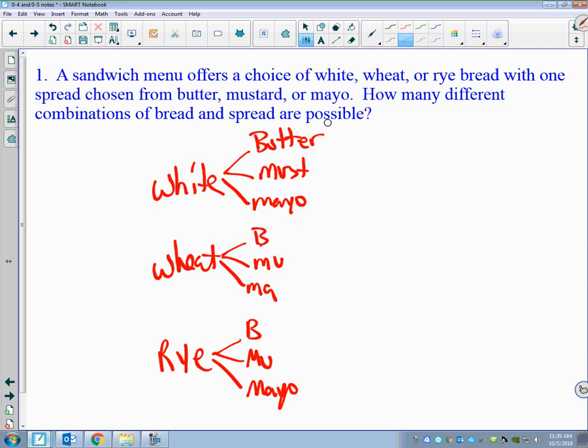And if you make a tree diagram, you can just add up these, right? There are 3, 6, 9 combinations, because you could have white with butter, white with mustard, white with mayo, wheat with butter, wheat with mustard, wheat with mayo. So there are 9 possibilities. Now, obviously, if there's like 8,000 possibilities, doing a tree diagram doesn't make sense.